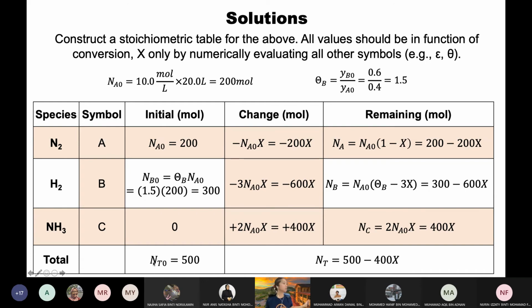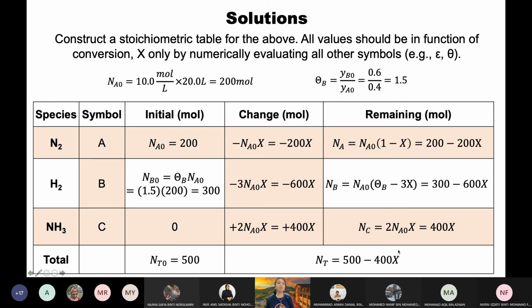So kamu kena kira, total initial is NT0. So kamu kena kira NT0 kamu. So NT0 kamu sama dengan, you just add all the initial, meaning 200 plus 300 equals to 500. Done. So maknanya bilangan mol asal yang masuk total dia adalah 500 mol.